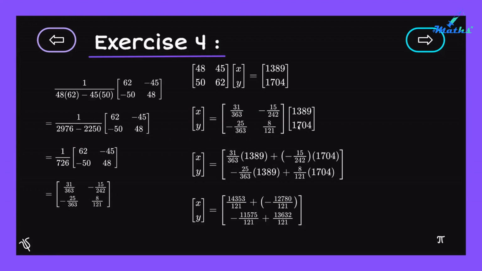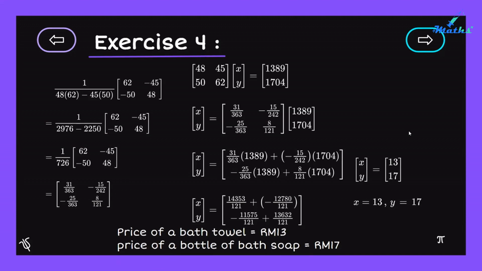It's a bit long, a bit hard to say, so I just use this fraction times this number plus this fraction times this number. So we just times together and then plus together, times together, plus together. In the end you get 13 for this, and another one is 17. So x is equal to 13 and y is equal to 17. So the price of a bath towel is RM13, and the price of a bottle of bath soap is RM17.